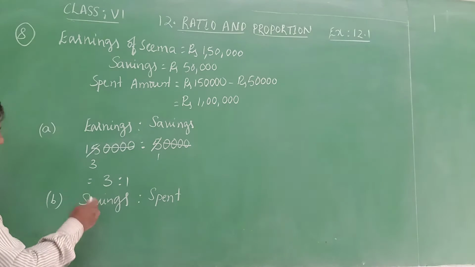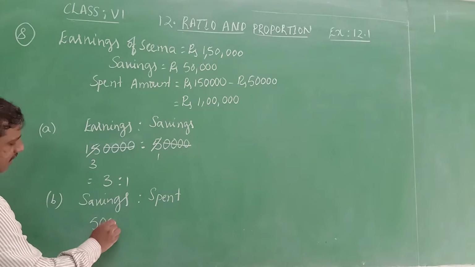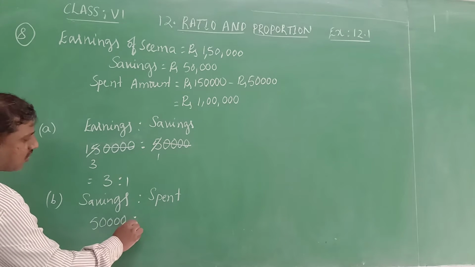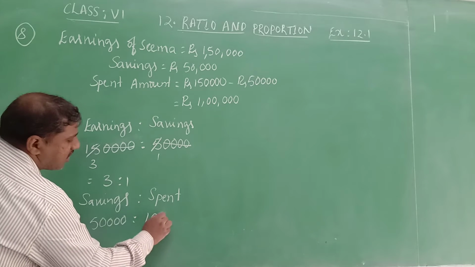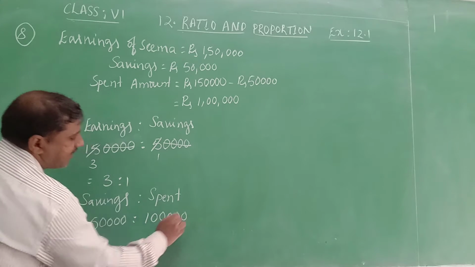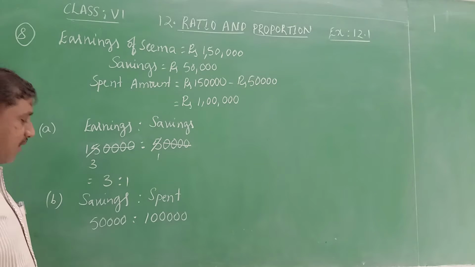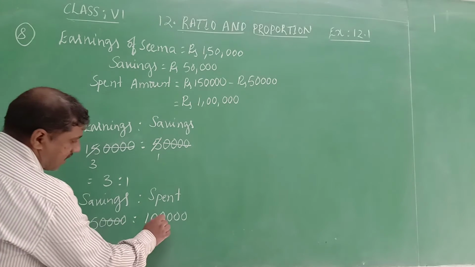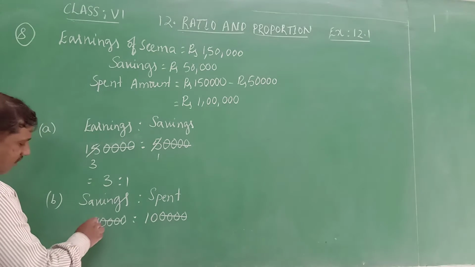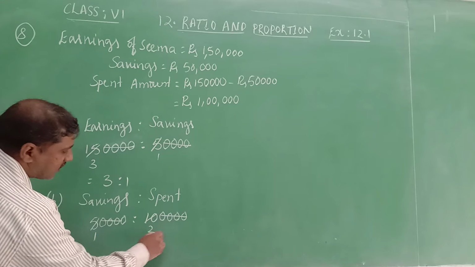Savings, how much is it? 50,000 rupees. Spent, how much is it? 1 lakh rupees spent. So 4 zeros, and here 4 zeros are cancelled. 5 ones are 5, 5 twos are 10.